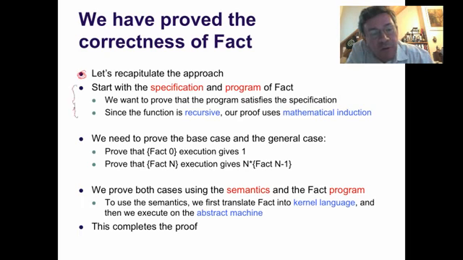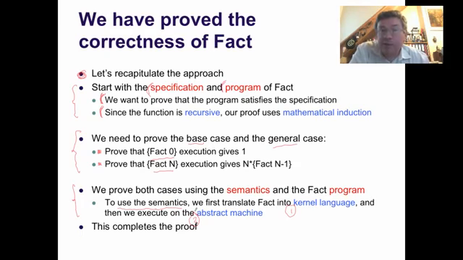We have started first with the specification and the program of factorial, and we wanted to prove that the specification is satisfied by the program. Since the function factorial is recursive, our proof will use mathematical induction. In this mathematically inductive proof, we have a base case and a general case. In the base case, we have to prove that factorial 0 gives 1. In the general case, we have to prove that factorial n gives n times factorial n minus 1. That we have done. So we prove both cases, and in order to use the semantics, what we have done is we first translated fact into kernel language, and the second step is then we execute it on the abstract machine. And this completes the proof.